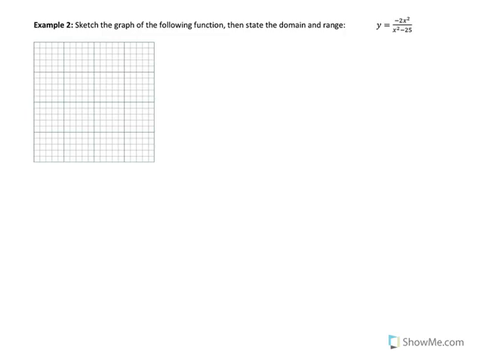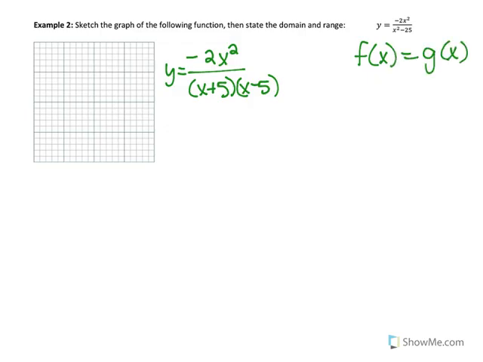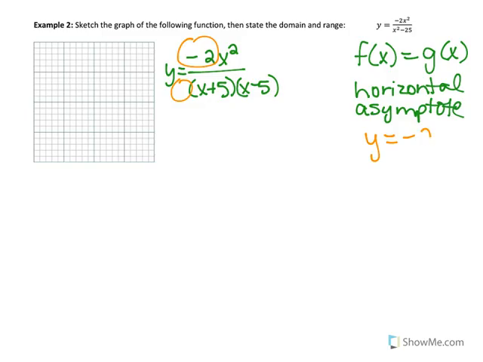All right, example 2. Start by simplifying your equations. We have negative 2x squared, and on the bottom we can factor it to be x plus 5, x minus 5. And I can see that f of x is equal to g of x, which means I'm going to have a horizontal asymptote, and the asymptote is going to be at a ratio of the leading coefficients. So my leading coefficients are negative 2 and 1, so at negative 2 over 1, or just negative 2.